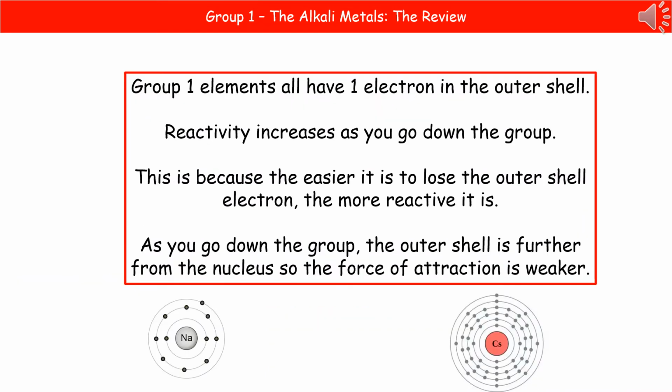Hopefully you remember that if they're in group 1, that means they have 1 electron in their outer shell. And we know the reactivity increases as we go down the group. The reason for that is that it's easier to lose that outer shell electron. So because it's easier to lose it, it is more reactive.